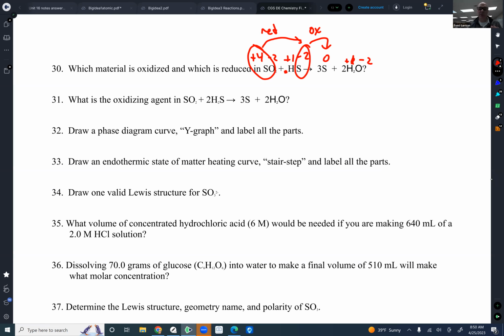Which is the agent? Well, this is the exact same one. So if we can identify who is reduced, which was the SO2, that means that it is the oxidizing agent. It's the opposite.